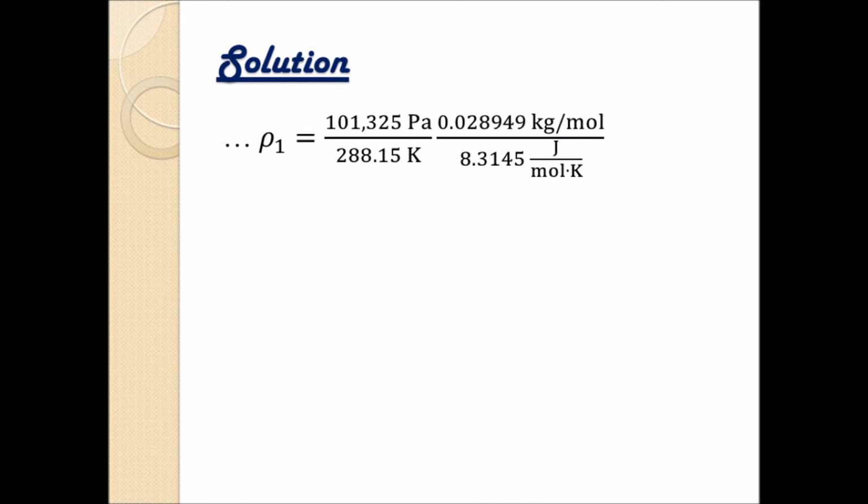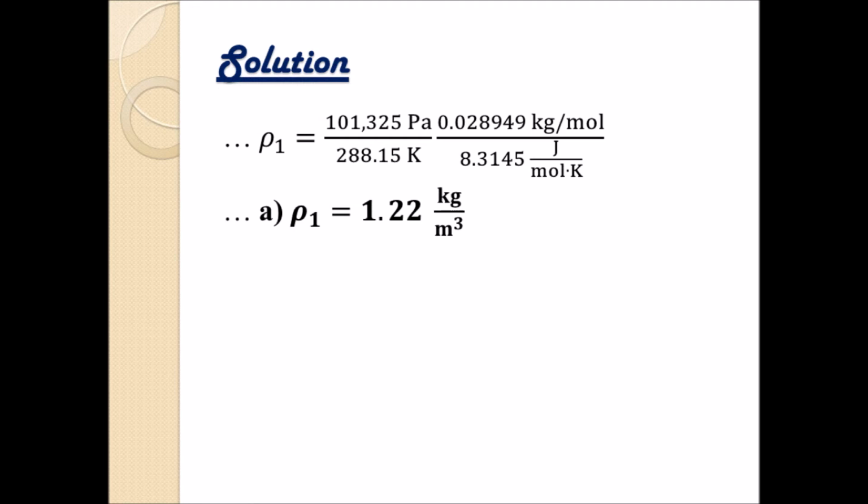But what is the unit? If we look into the first line, we see that, for example, the unit of temperature Kelvin cancels out. We see that in addition mole cancels out. So what we have left is Pascal times kilogram divided by joule. And I'd like you to test it. What comes out of it? Well, it has to be kilogram per meters cubed, exactly the unit of density. So ρ1 equals 1.22 kilograms per meters cubed.